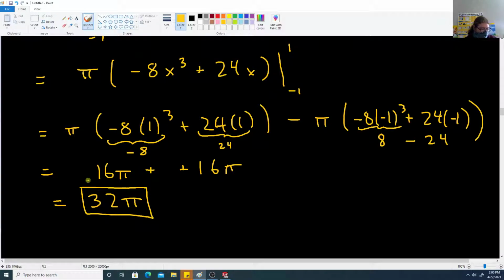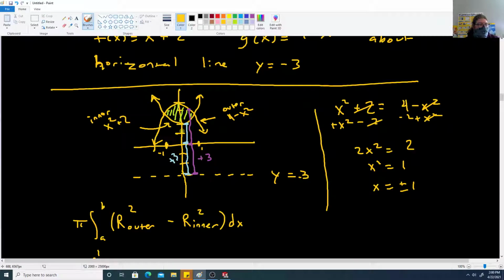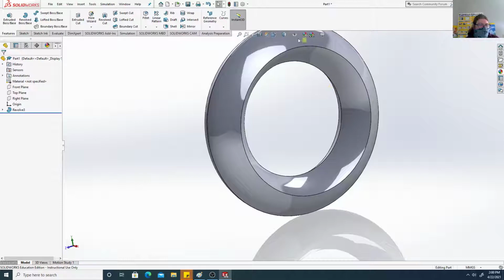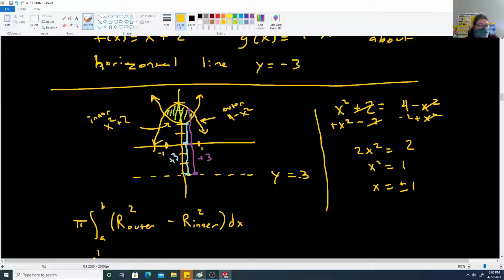So that would be the volume that you get from revolving this shape here. That would be the volume of this sort of ring shape that we get from revolving.